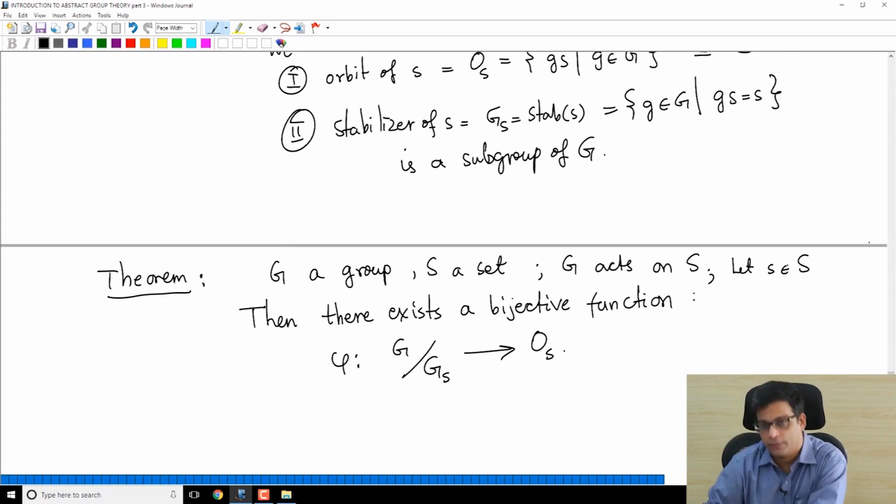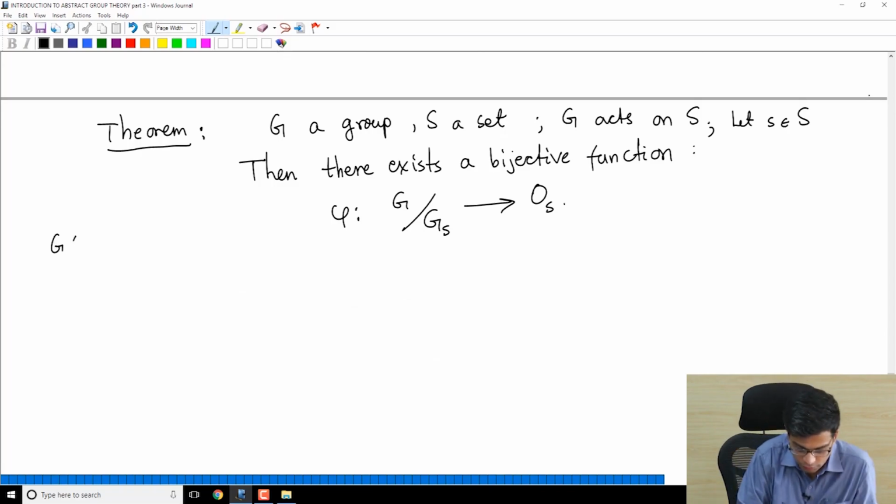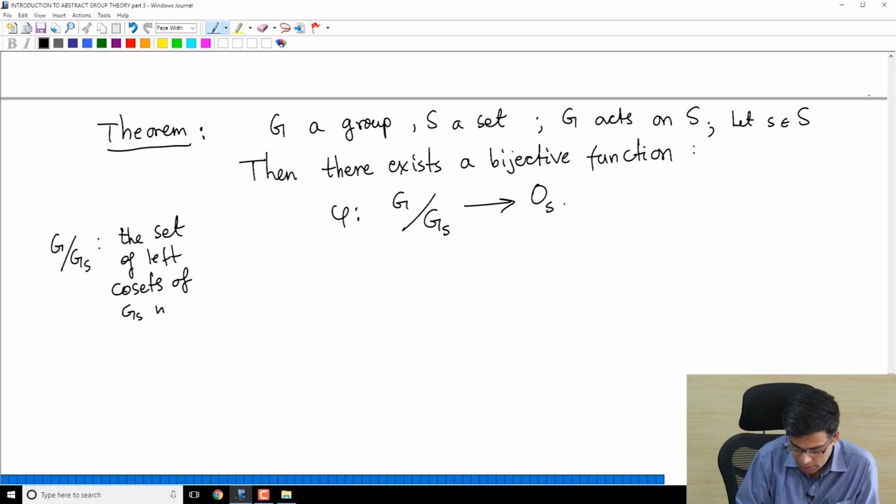Then there exists a bijective function between the orbit of s, this is the orbit of s, and G mod Gs. What is G mod Gs? G is a group, Gs is a subgroup. So G mod Gs is simply the set of left cosets of Gs in G.